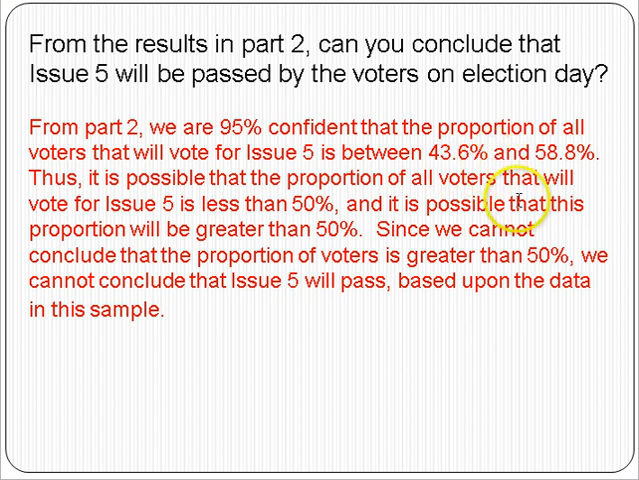That's within this interval. It's also possible that the proportion of voters that will vote for issue 5 is greater than 50%. In other words, 55%, 56%. That's also within this interval. All we can say from the interval is that we're fairly confident that the proportion of all voters that will vote for the issue is between 43.6 and 58.8. So we cannot conclusively say that the proportion of all voters that will vote for the issue is greater than 50%. So we cannot conclude that issue 5 will pass based on the data in this sample.